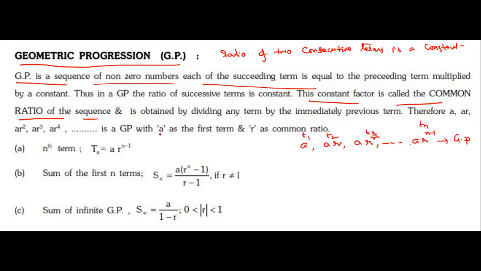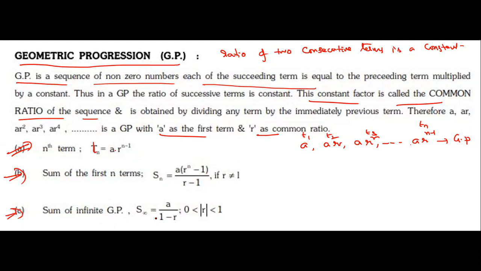So here A is the first term, R is the common ratio. Then what is the nth term? Tn is equal to A into R power n minus 1. Sum of the first n terms, what is the formula? Sn is equal to A into R power n minus 1 by R minus 1.